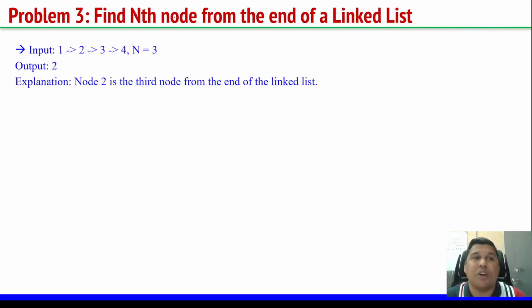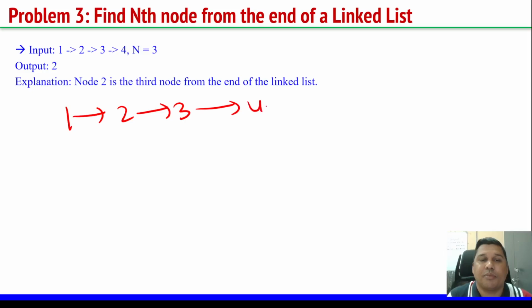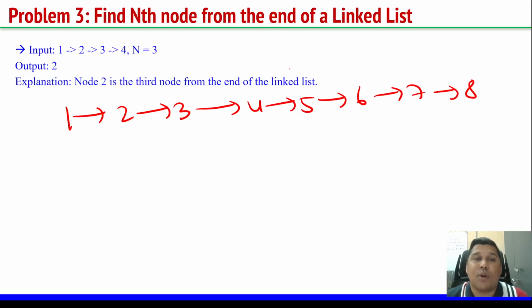This is fine. But how do I find the nth node from the end of the list? What is the logic of finding the nth node from the end? Any idea how we can do this? Because I do not know what is the length of the list. Maybe I have a list like this. I want the third node from the end. Third node from the end means 6. I want this 6. How do we find it out?